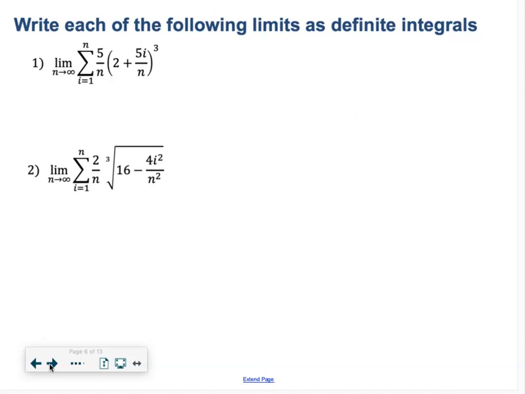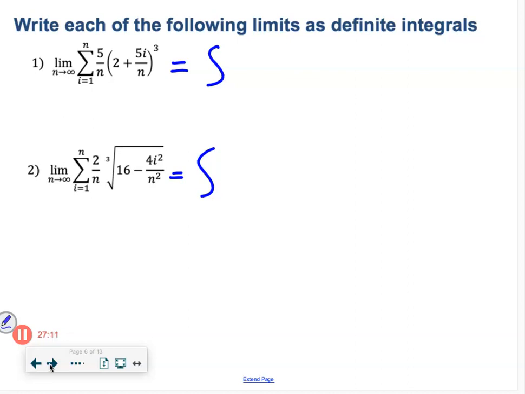Okay. So, again, we're going to write these as definite integrals. We're given some limit definitions. So we have to write them as definite integrals, which means we're going to have to figure some stuff out. The first one is a little bit easier. I'm going to walk you through the first one. The second one is quite a bit harder, but I want you guys to take a minute in your groups and see if you can figure it out, okay?